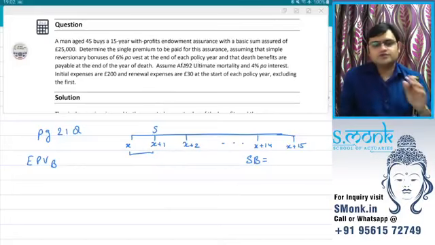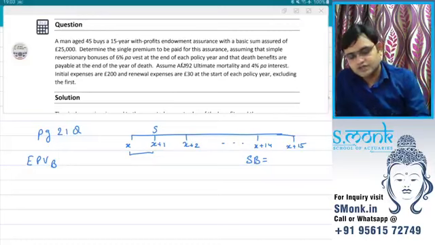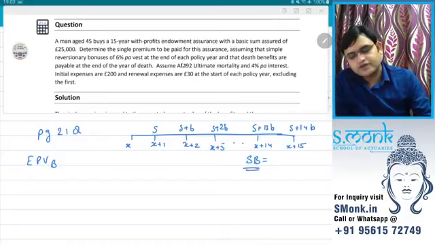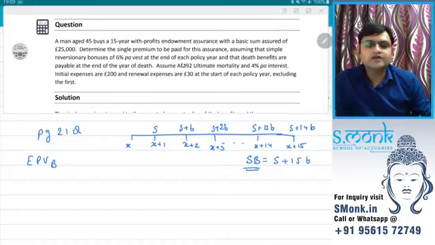So we know the bonus would be given next year. Next year, if the person dies within the second year, we will have S plus B. For the third year, S plus 2B, and so on. We'll have S plus 13B here, S plus 14B here, but survival benefit will always be the complete number of bonuses, that is 15B.